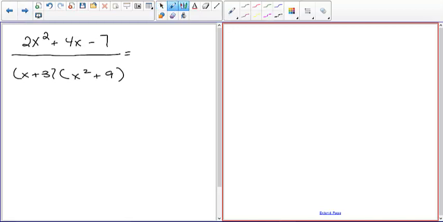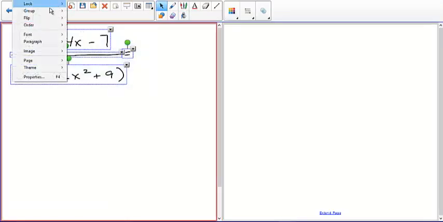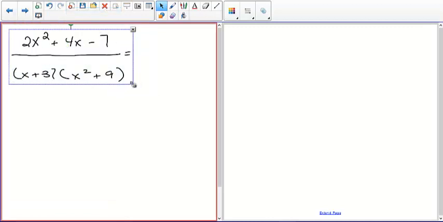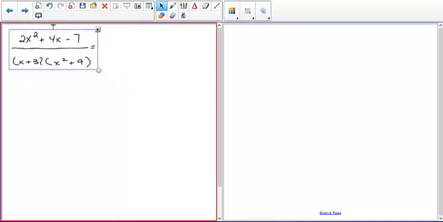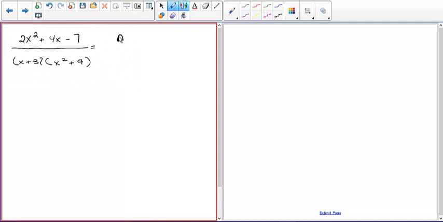But as far as what we're going to do, I'm going to shrink this a little bit because I can't fit everything. So you have A divided by the linear term and Bx plus C divided by the quadratic term. And again, the reason we don't factor this is you can't factor it with real factors.